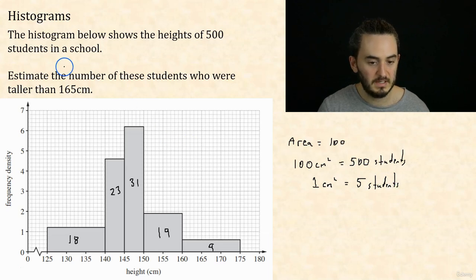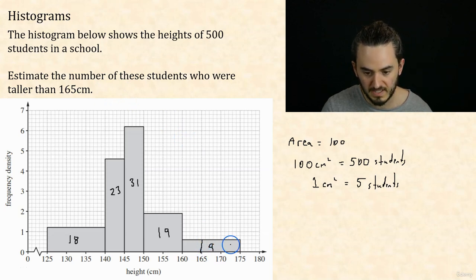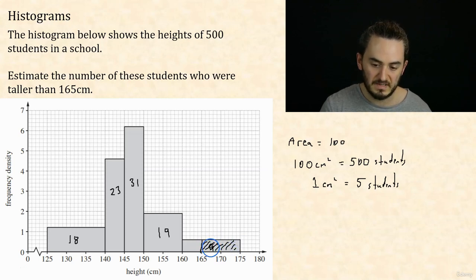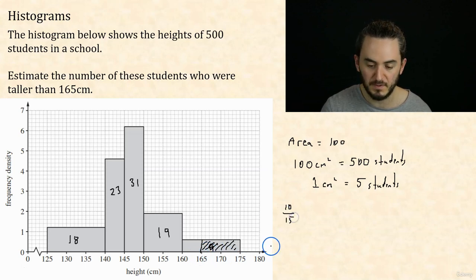So now I can estimate the number of these students who are taller than 165. All right, so why is this an estimate? It's because what I'm saying is I want the area of the block from here to here. So forget about that 9. I'm looking for this area here. Well, that's going to be 2/3 of the whole box, okay? Because the whole box went from 160 to 175, and we've only got from 165 to 175. So it's like 10/15 of that whole box, or 2/3 of the whole thing.